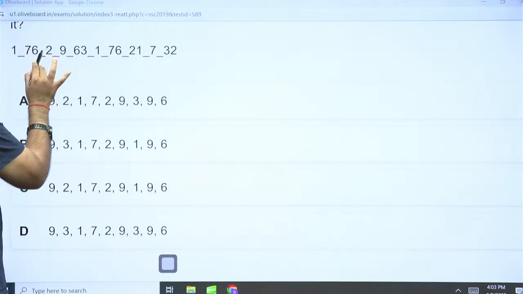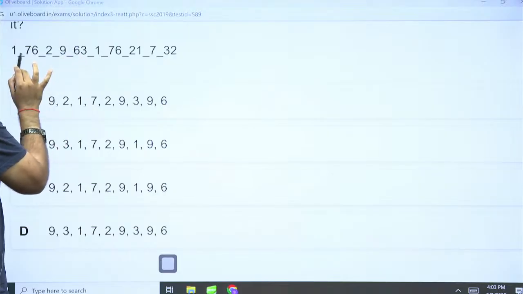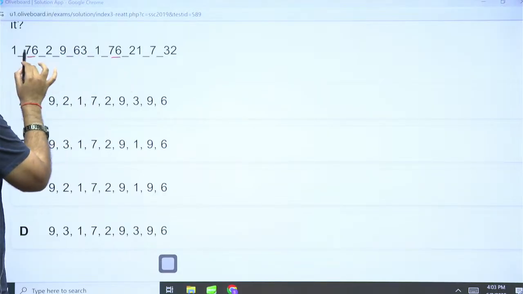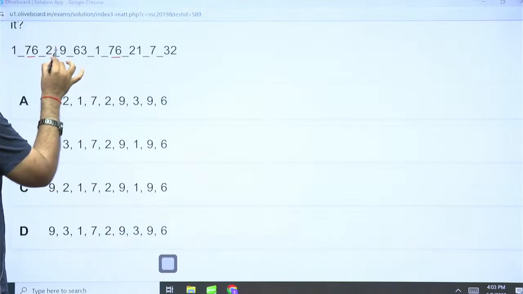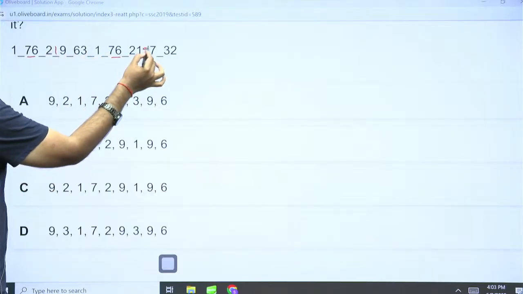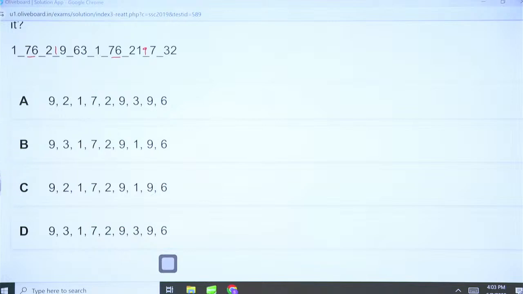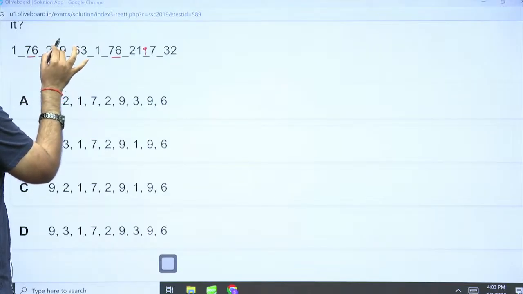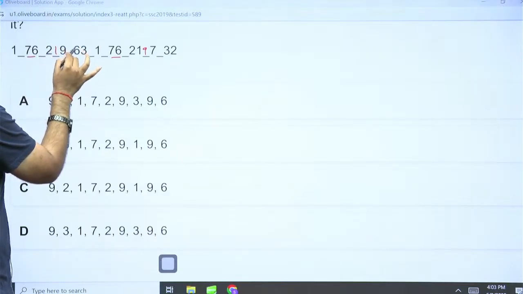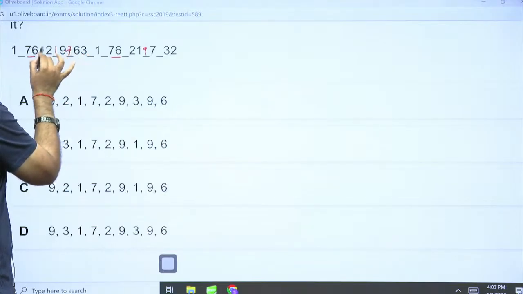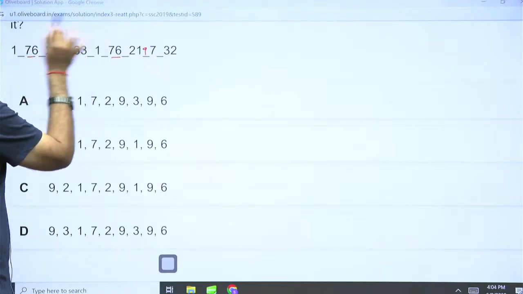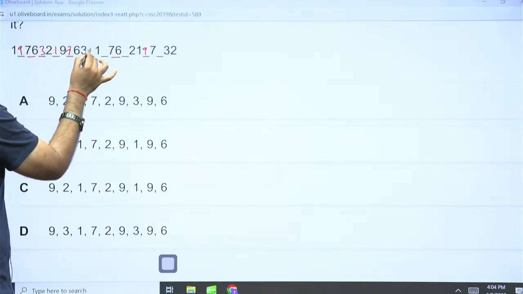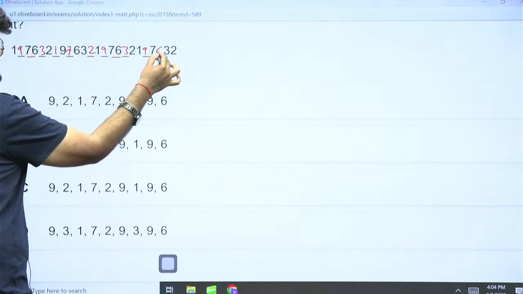So 1-7-6-2-1-9-7-6-3. We have 1-7-6-2, after that we have 1, so we have 2197-3. So 1-7-6-2-1-9, 1-7-6. So can this be 7-6-3? 219763, 219763, 219763, 219762.